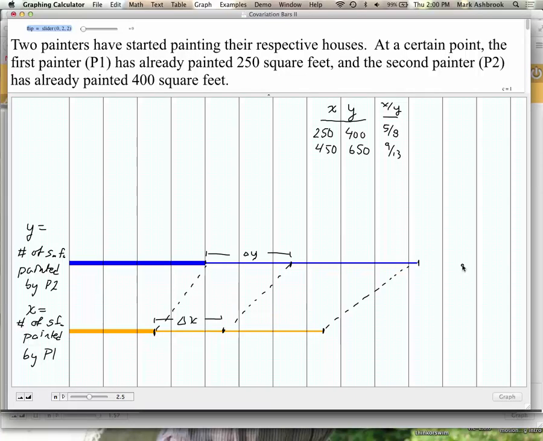So now I want to ask about the change of the amount painted by painter 2 relative to the change in the amount painted by painter 1. That is 1/4 of the way from that bar to the next bar. The blue bars, 1/4 of the way.